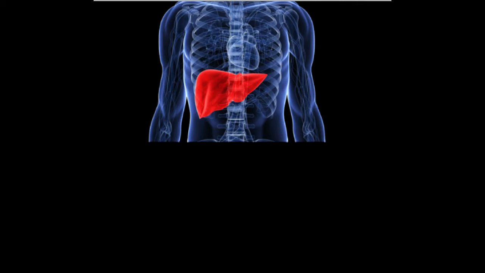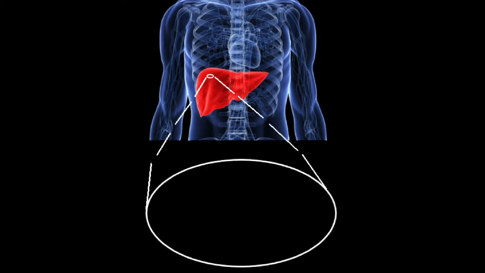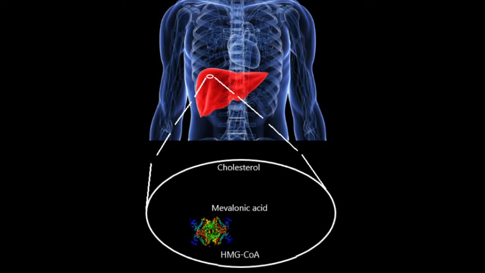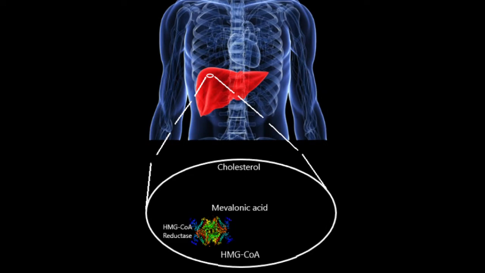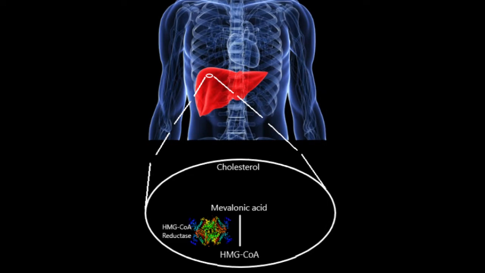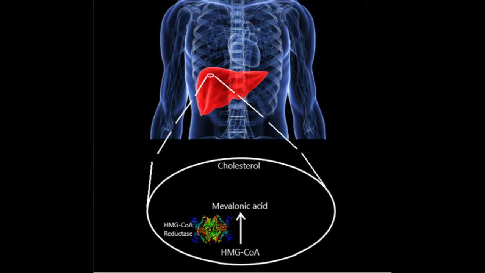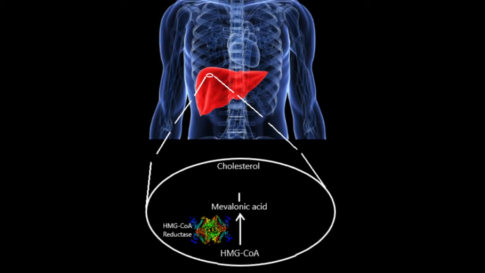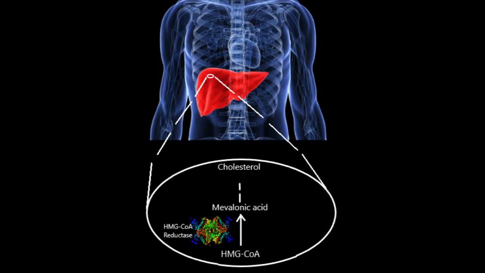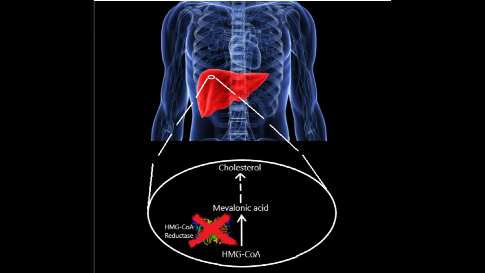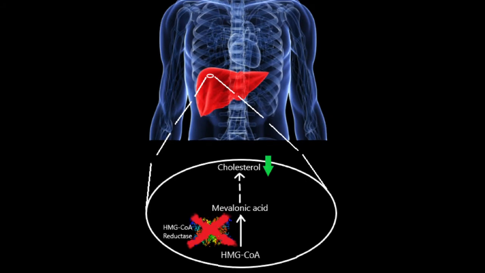To understand the function of these drugs, we must take a closer look at a liver cell. This is where the HMG-CoA reductase enzyme converts HMG-CoA to mevalonic acid, a cholesterol precursor. This is a rate-limiting step, so by inhibiting this enzyme, statins effectively reduce cholesterol concentrations in the liver cell.